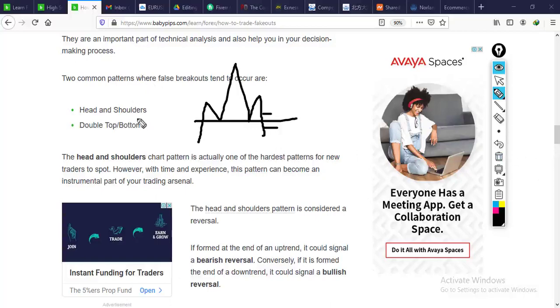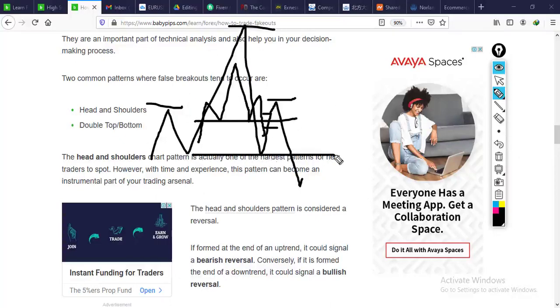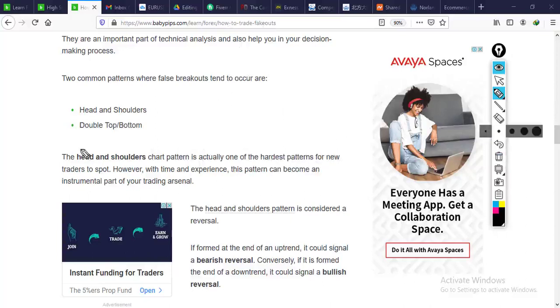I got burnt many times when I spotted head and shoulders, and I said, oh, this is the right shoulder, this is the left shoulder, this is the head, this is the neckline, I want to enter here. You enter here, what happens? Price goes up, knocks you out and continues to ride up. What is happening? Fake out.